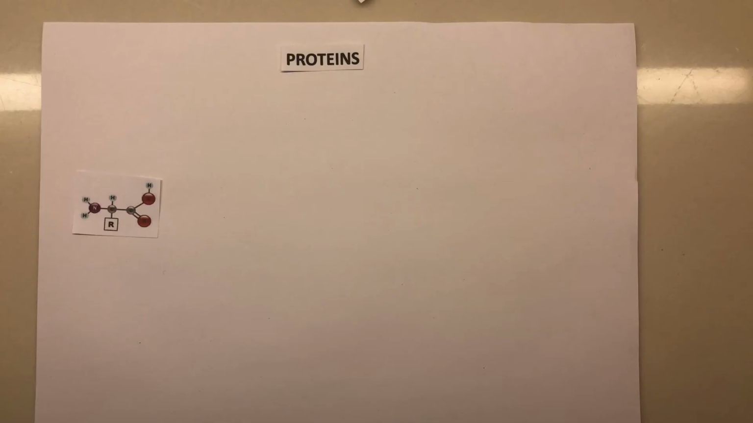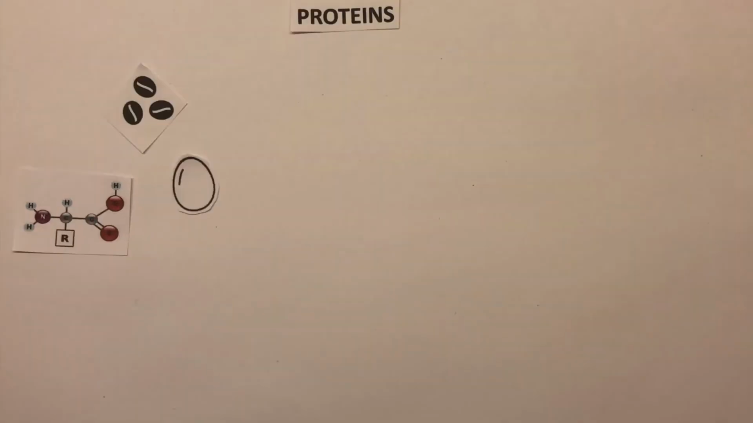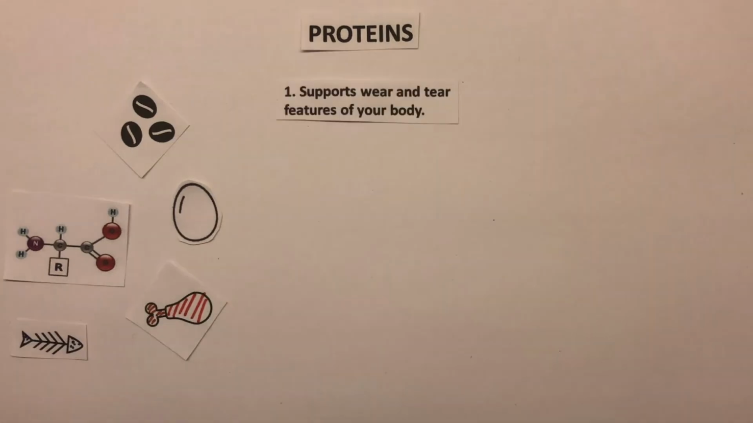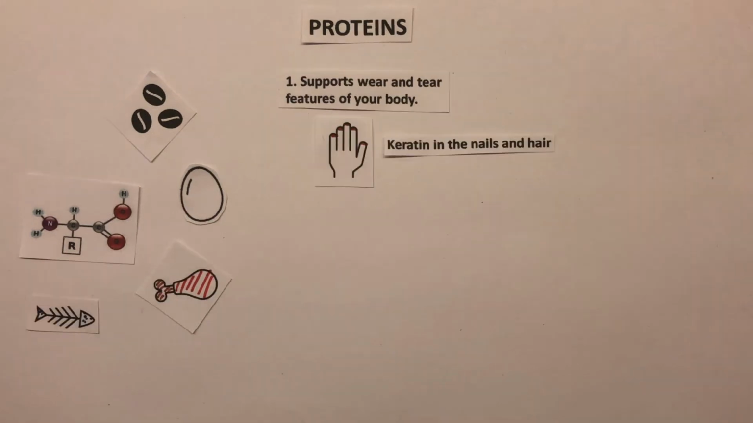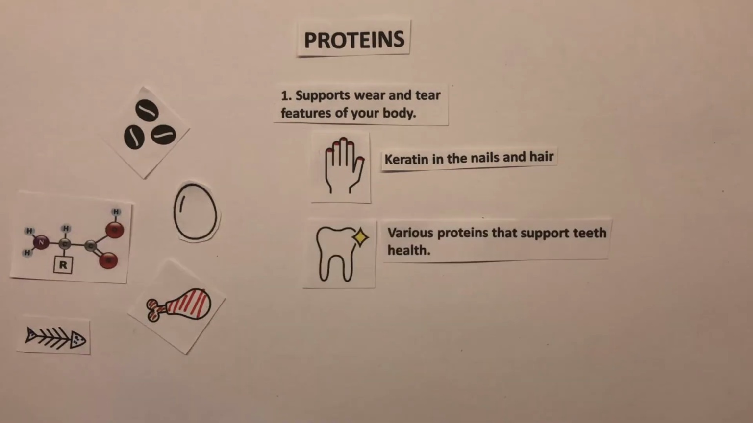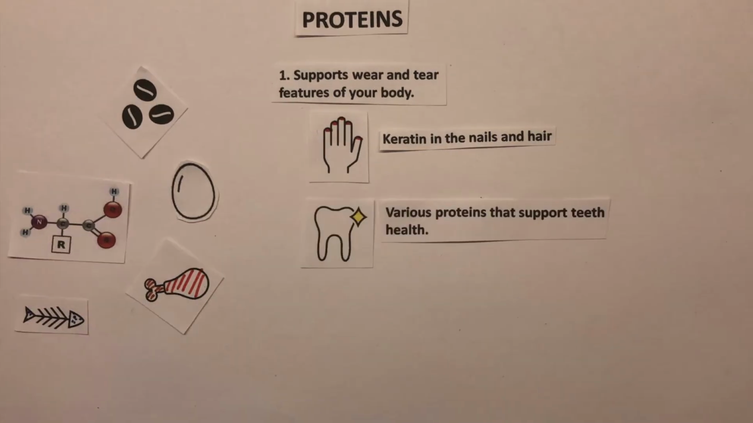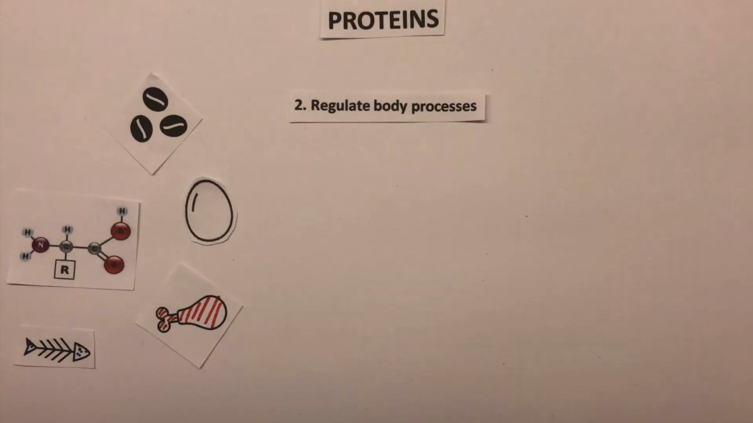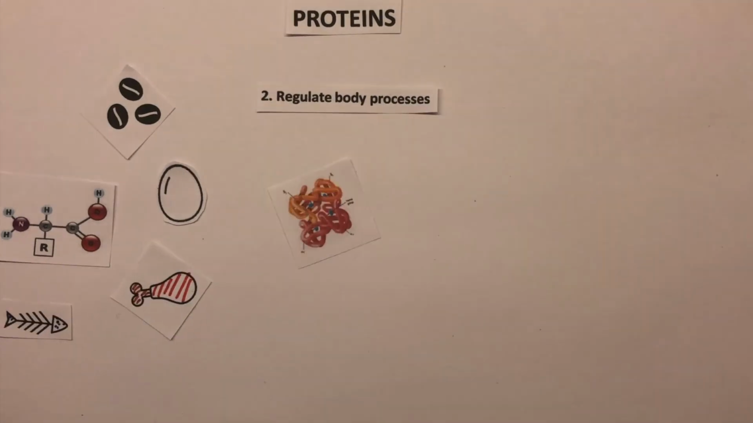Next, proteins such as beans, eggs, chicken, or fish are very important because they play many different roles in our body. Number one, proteins support wear and tear features of your body. For example, keratin in the nails and hair, or various different proteins in your teeth, and also collagen in the skin. Second, proteins help regulate body processes.